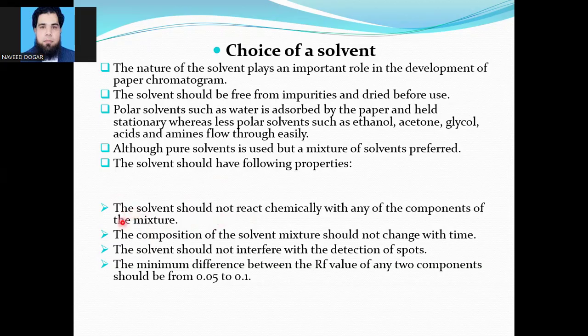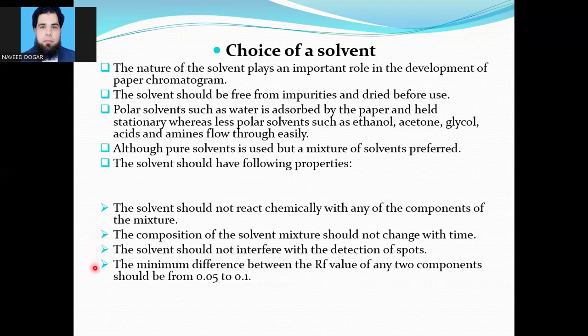Secondly, the composition of the solvent remains the same until the end of the experiment. It means that throughout the experiment, if you are taking various solvents in a certain ratio, the ratio should remain the same. It should not change. The solvent should not interfere with the detection of the spots. That is the third requirement.